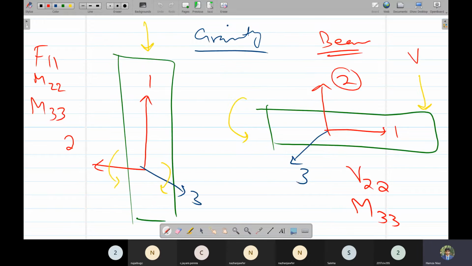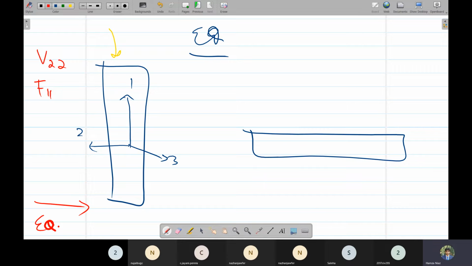So this was F11, and this gravity load would generate moment about the 1 axis also. So we'll write the moment as M22. This gravity load is generating moment about the 1 axis. This is rotating the column in this direction also, about the 1 axis. It is actually twisting the column. So this twist is actually torsion, and this is M11. This is torsion.